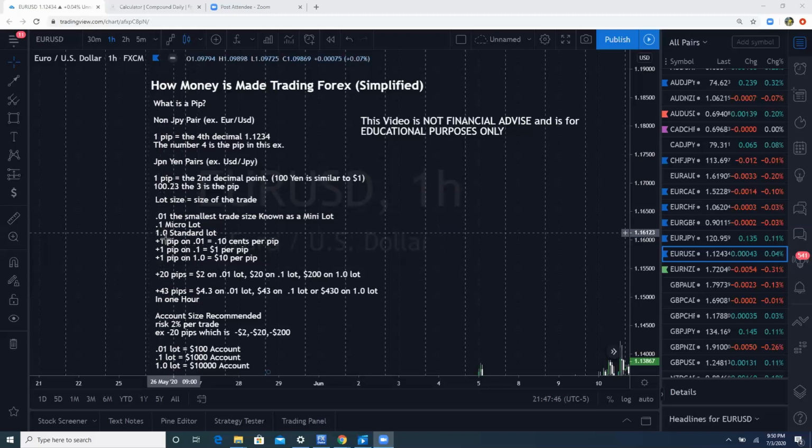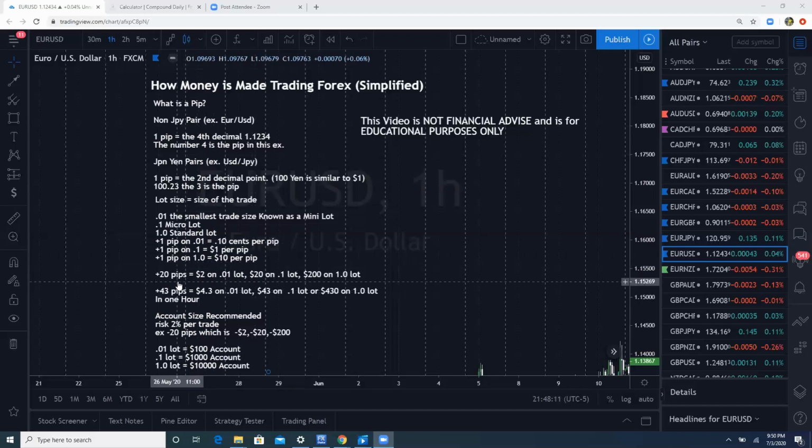You can go anywhere in between from a numerical standpoint, but to keep it simple, I'm just going to use these three. And you can actually go higher than a standard lot. So one pip on a mini lot of 0.01 is 10 cents per pip. A pip on a micro lot is $1 per pip. A pip on a standard lot is $10 a pip.